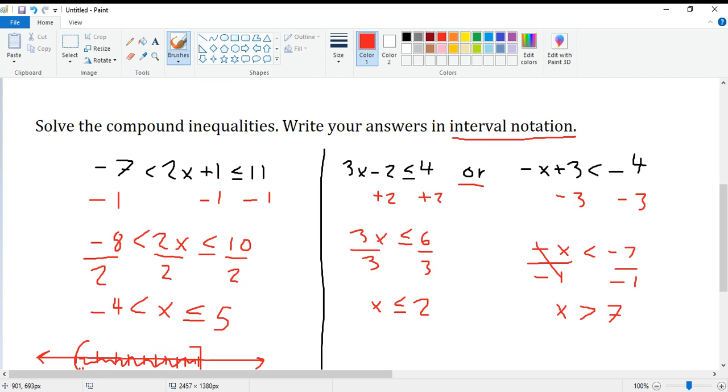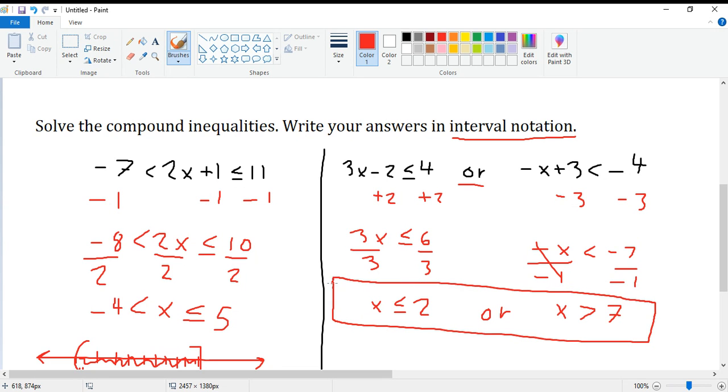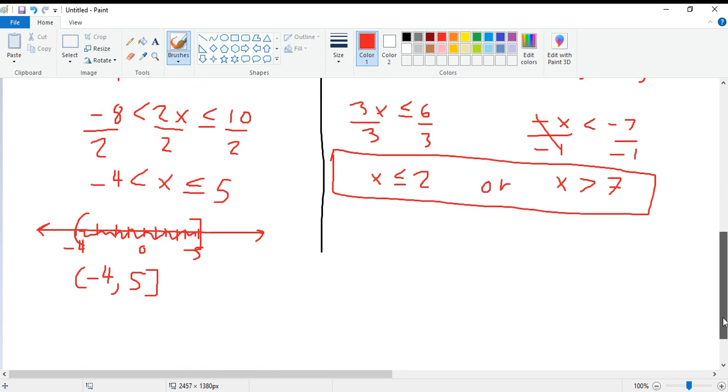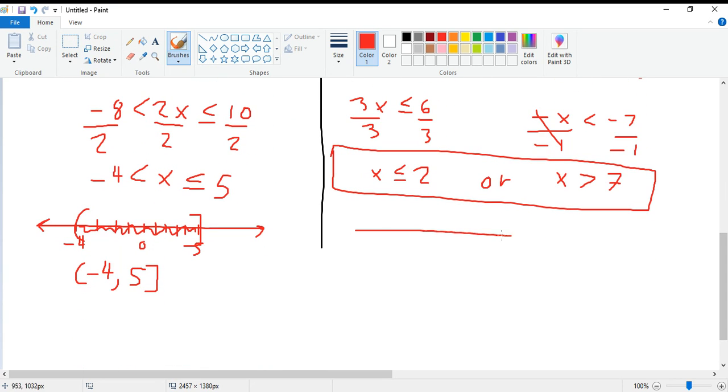We started with the word or. We're going to finish with the word or in between. If the answer was okay with you writing like this, it might give you these squiggly brackets and then a box to fill in inside them. That is okay, but we're not really in interval notation yet. So in interval notation, let's do a graph.